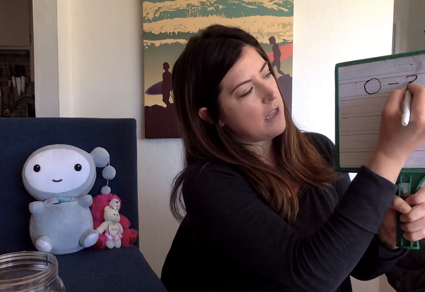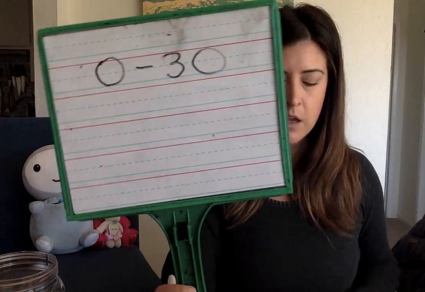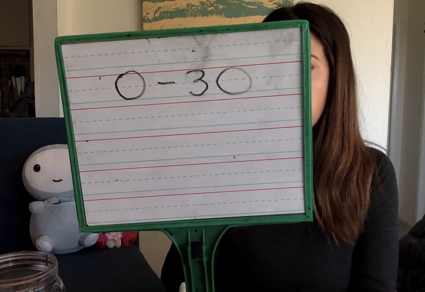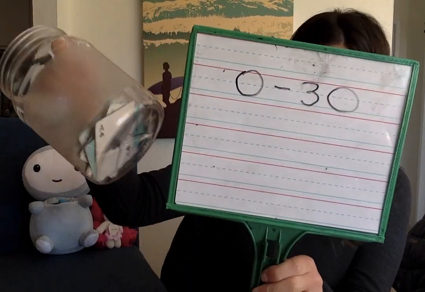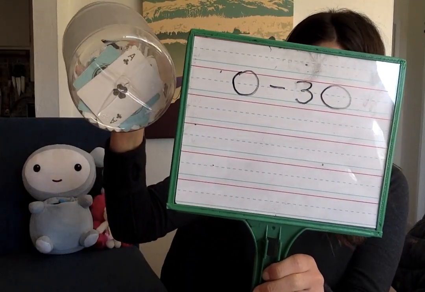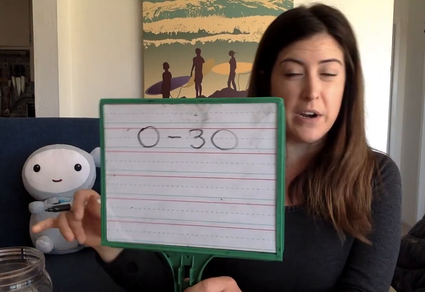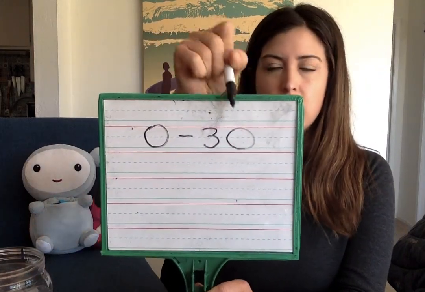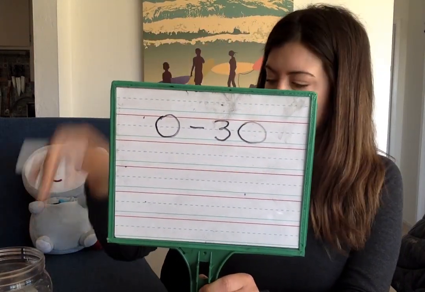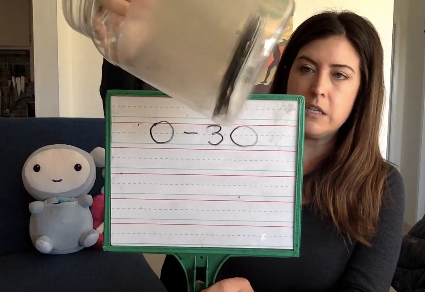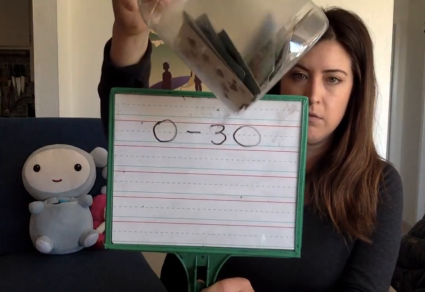So boys and girls, I forgot to tell you, but whenever I do the estimate jar, it's going to be a number between 0 and 30. So I'm not going to put more than 30 pieces of something in here. So would you want to estimate 45? No, that's bigger than 30. So this group of cards is not more than 30.